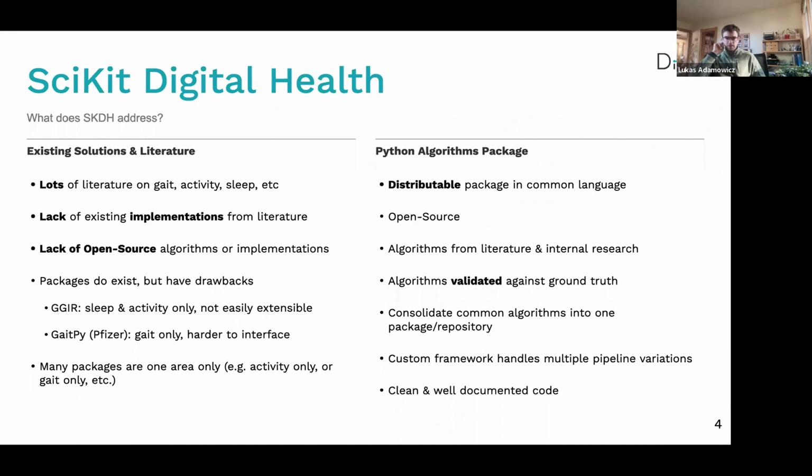And so why we chose Python for packaging all of this is it's easily distributable and it's a fairly common language. We've also released it as an open source package with algorithms from literature and internal research, oftentimes with validation against ground truth, even if we haven't been able to publish it yet. The goal is consolidating common algorithms into one package and repository with a custom framework that handles multiple variations and clean and well-documented code.